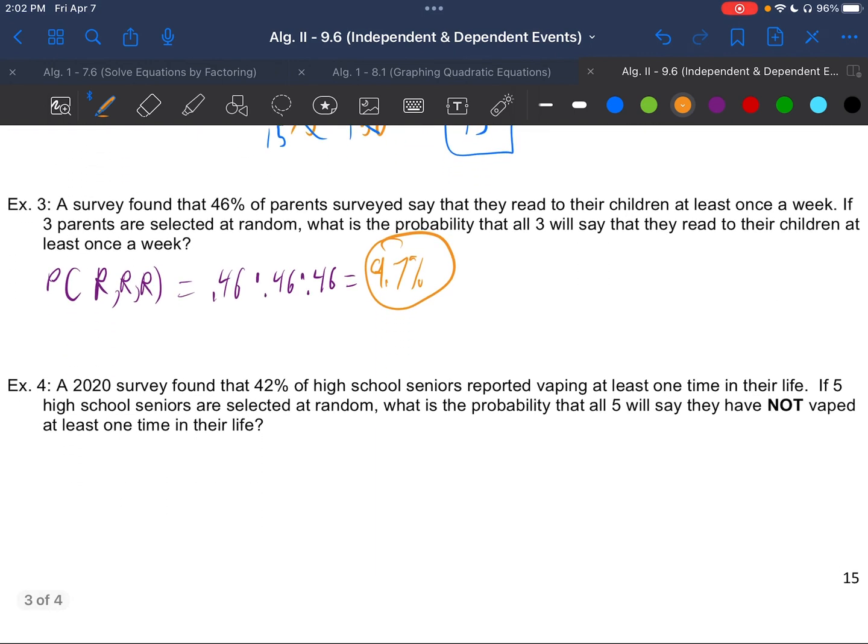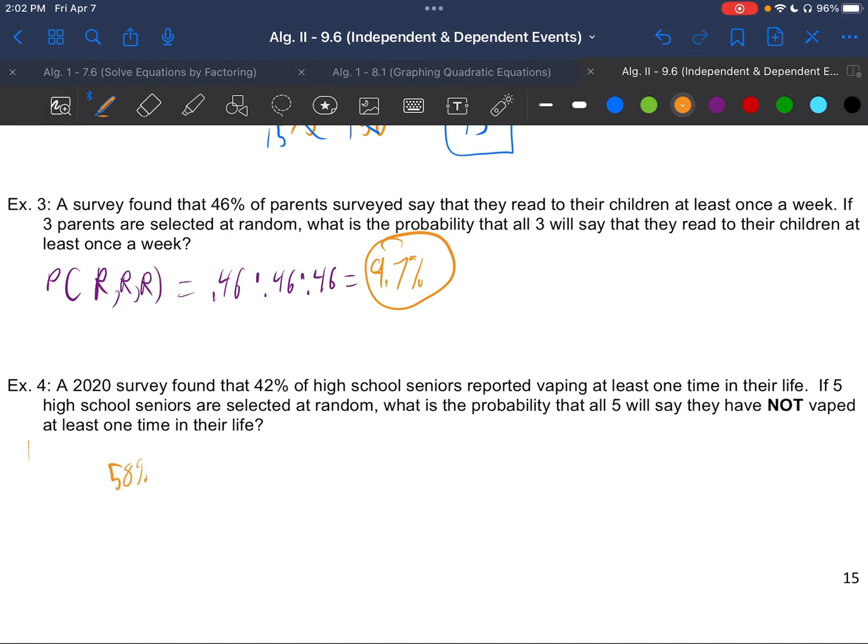Example 4: a 2020 survey found that 42% of high school seniors reported vaping at least one time in their life. If 5 high school seniors are selected at random, what's the probability that all 5 will say they have not vaped at least one time in their life? So 5 different seniors, and the probability they don't vape would be 58%. Well, how do we find that 58%?